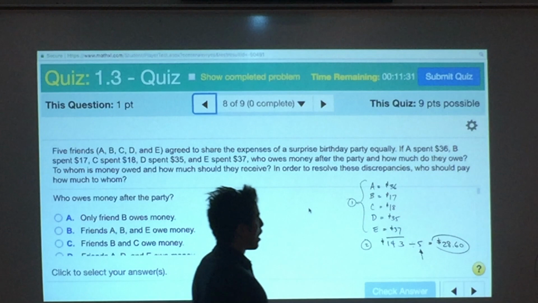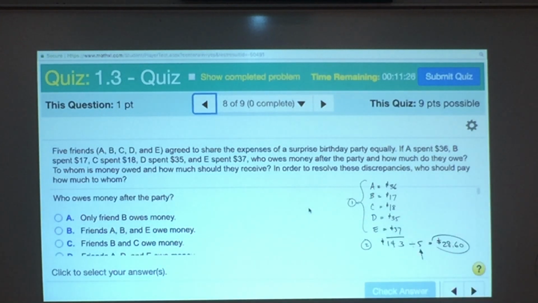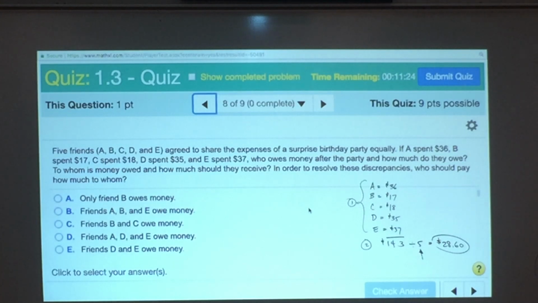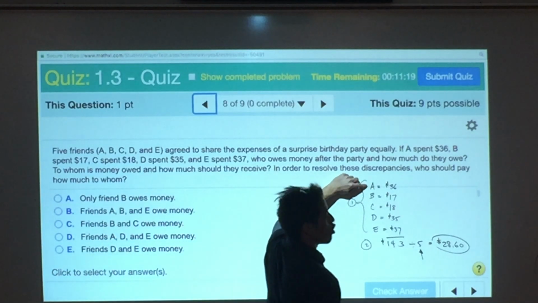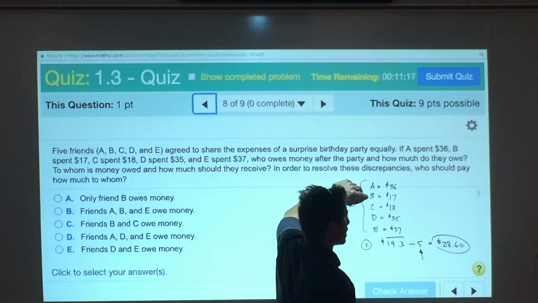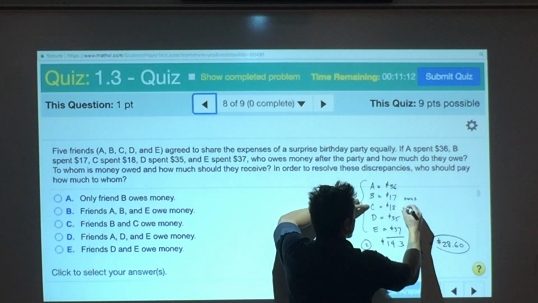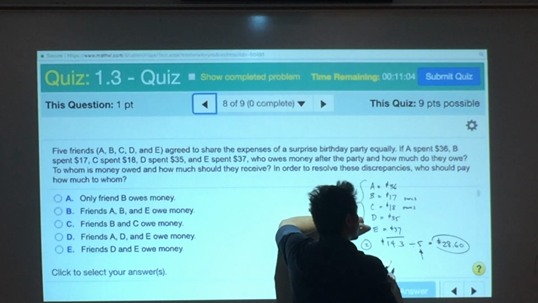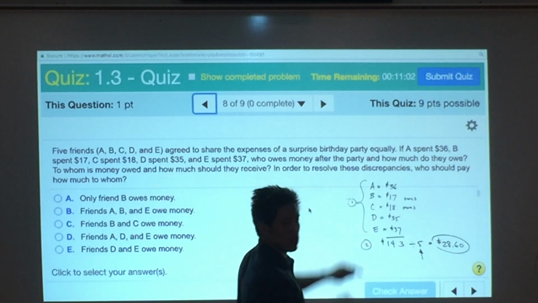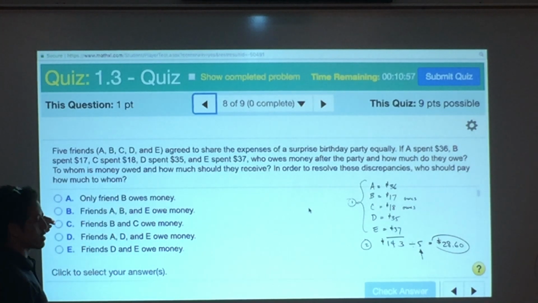All right, so now we can easily answer part A, or part 1, who owes money? So did A overpay? Yes. Overpaid. B underpaid. So B owes, right? C underpaid. C owes. D overpaid. They need to get, I guess, reimbursed, right? And then E overpaid, reimbursed. Agreed? Okay? So who owes money? B and C.